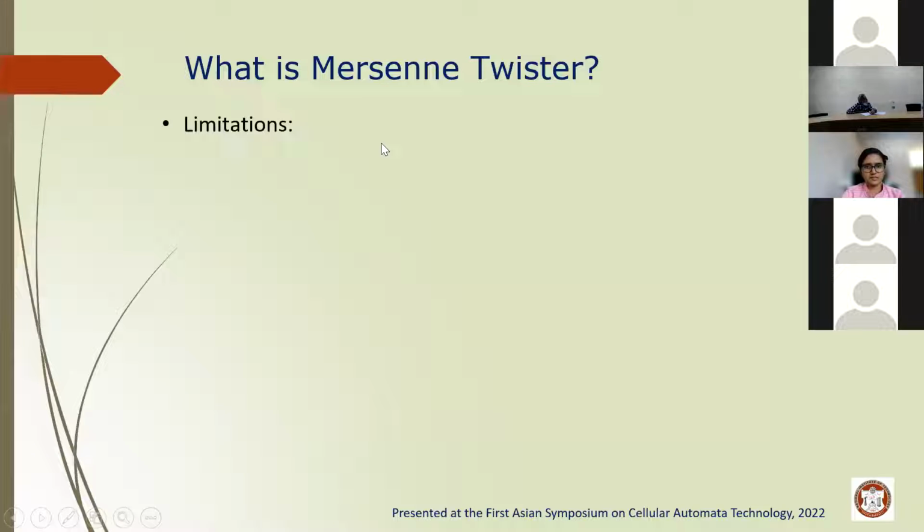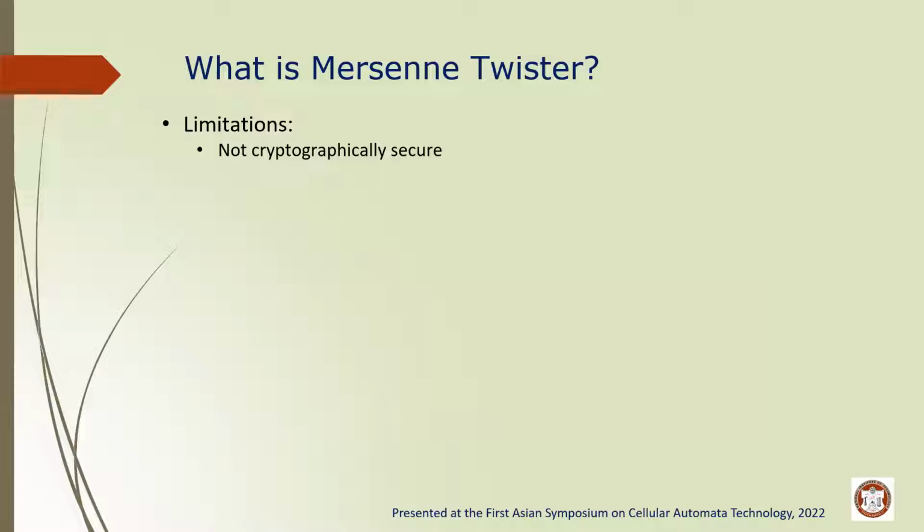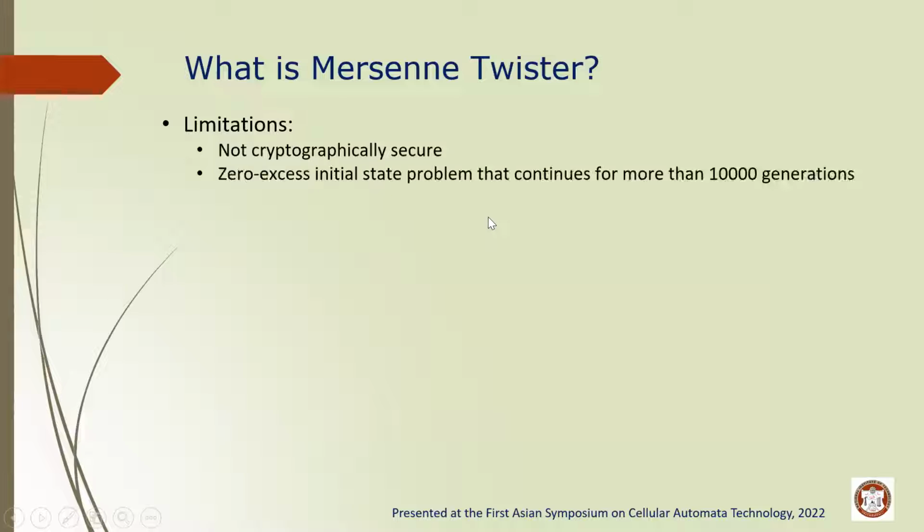Mersenne Twister has certain limitations. The first limitation is that it is not cryptographically secure, because the twist function is not a one-way function. Second, it has a zero-excess initial state problem that will continue for more than 10,000 generations.